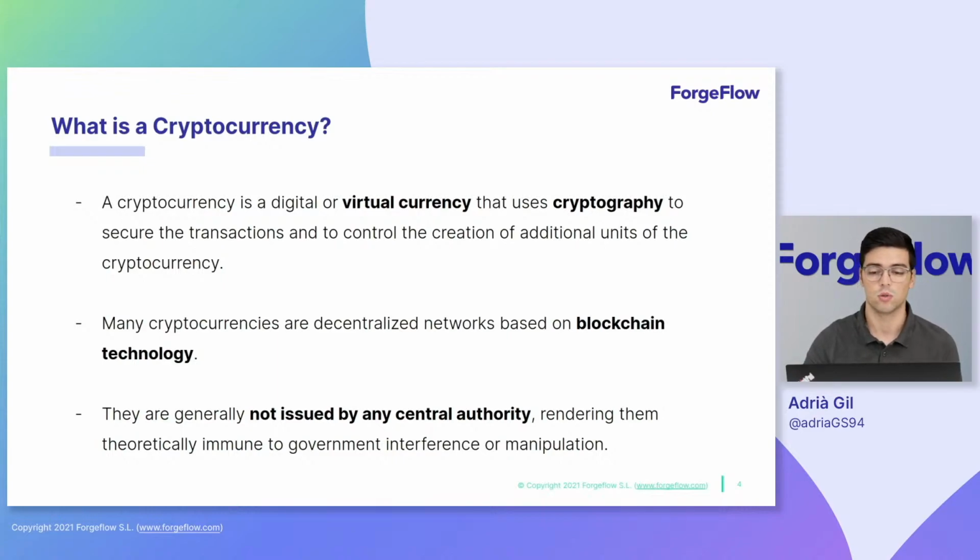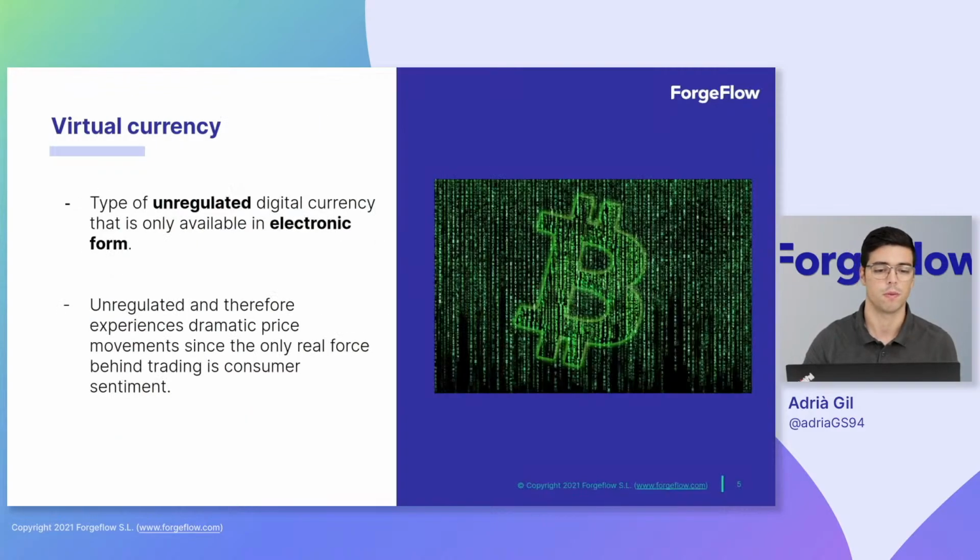In this slide, we can see two main new topics. One would be virtual currency and the other one would be the blockchain technology. So let's try to explain them a bit. What is a virtual currency? In the end, it is a type of unregulated digital currency that is only available in electronic form. And the main consequence of being an unregulated currency is that it can experience dramatic price changes, because in the end, the price changes are only motivated by the consumer sentiment, that is the offer and the demand.